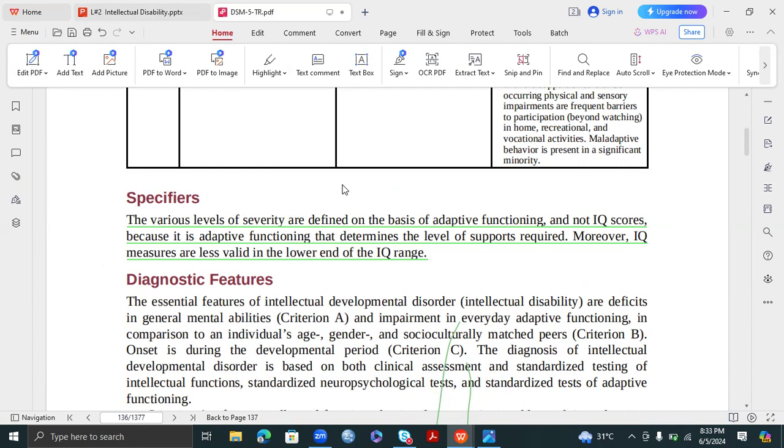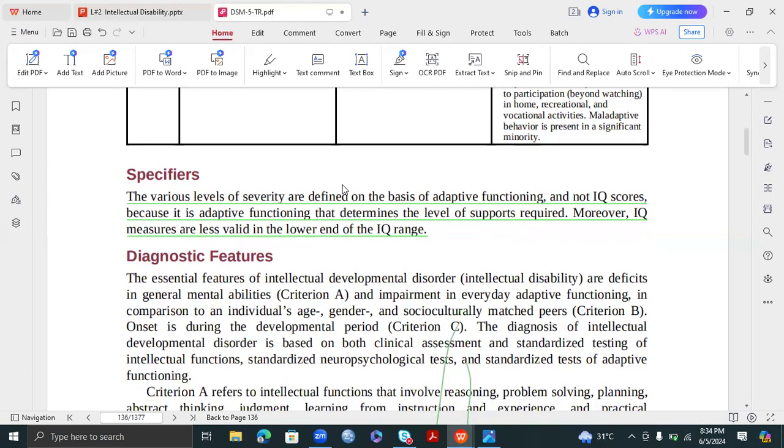The specifiers state that the various levels of severity are defined on the basis of adaptive functioning, not on the IQ scores. Any kind of intellectual functioning test or the IQ score will not determine the individual's capacity towards intellectual and adaptive functioning, because it is the adaptive functioning that will determine the level of support that is required. Moreover, the IQ measures are less valid in the lower end of the IQ range.